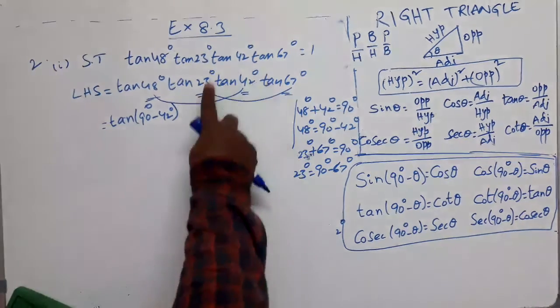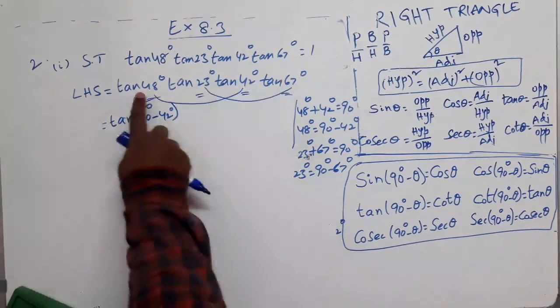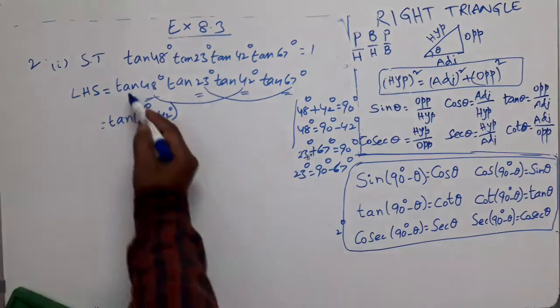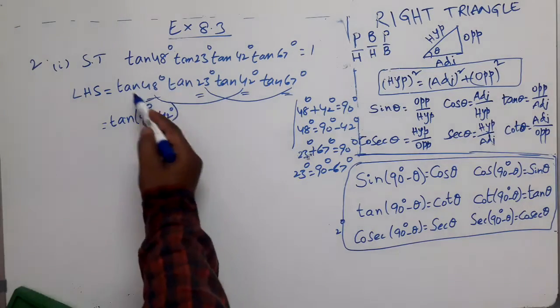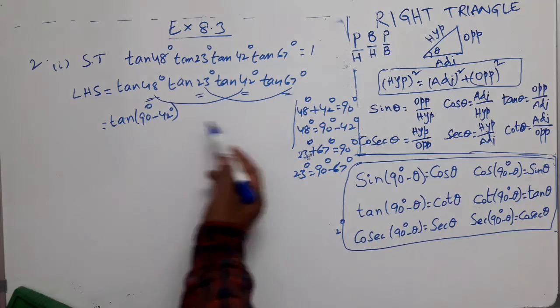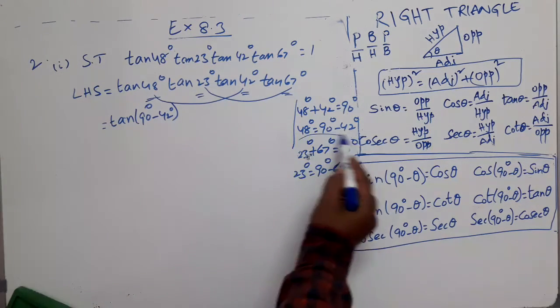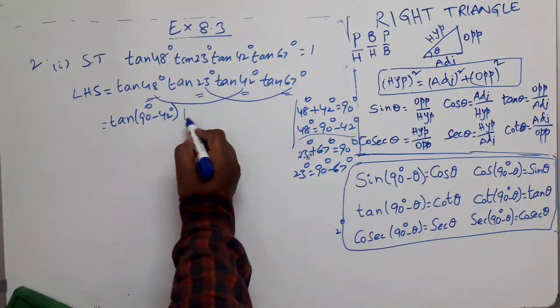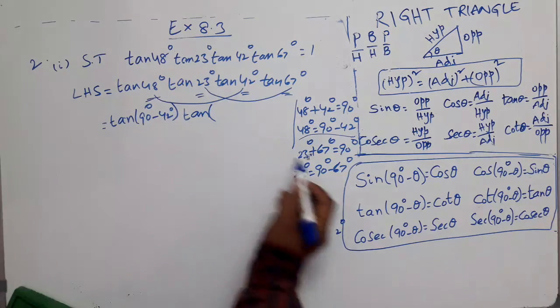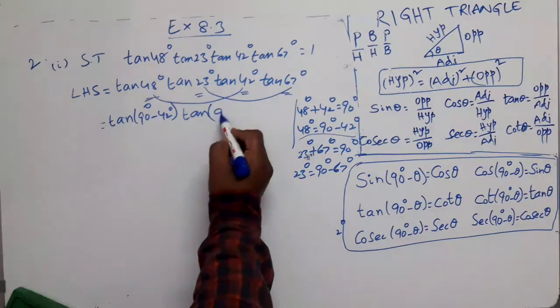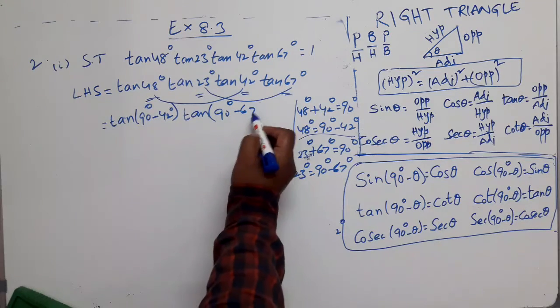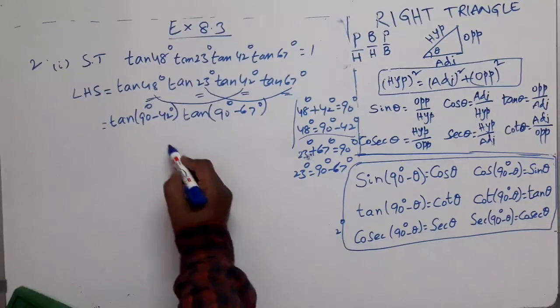So I am leaving this term as it is. Simply I am converting these two terms now first. I have converted this. I have replaced 48 degrees by 90 degrees minus 42 degrees. In the same way, I am replacing 23 degrees by 90 degrees minus 67 degrees. I have replaced.